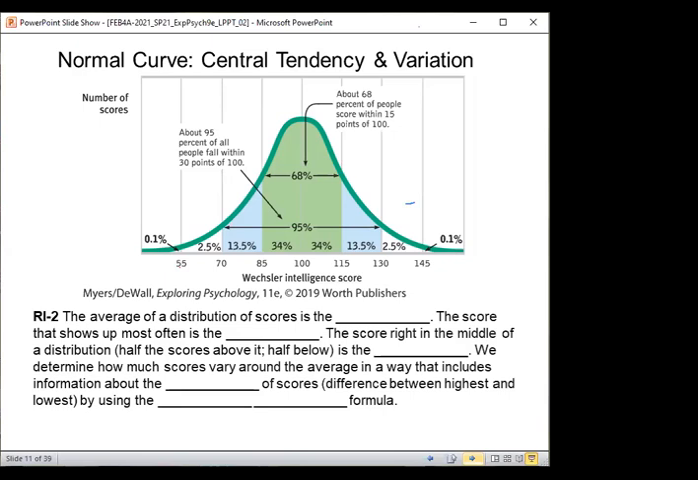median, correct? We determine how much scores vary around the average in a way that includes information about the difference between the highest and lowest, the range of scores. And finally, we can use a formula, and we're not going to go into the formula now, called the standard deviation formula to determine how they vary. So we can know a lot about data by understanding these particular things and understanding that we don't want to mislead people.